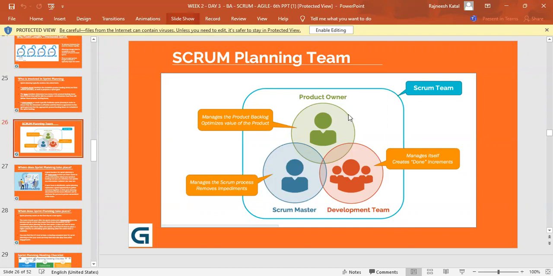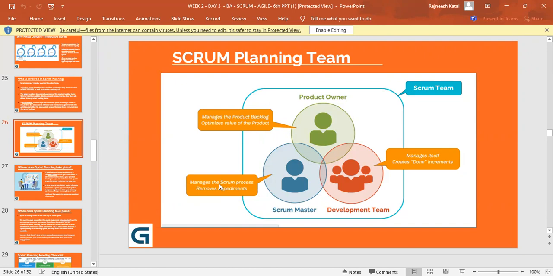See, he's the product owner. What does he do? He manages the product backlog and optimizes the value of the product. That means he ensures that the delivery is what is expected by the customer, and that it gives the maximum value. Product means whatever you're working on, an application, website, or any software. He's at the top. They showed him on top because he has more authority and he's senior. The Scrum Master manages the Scrum process and removes impediments.